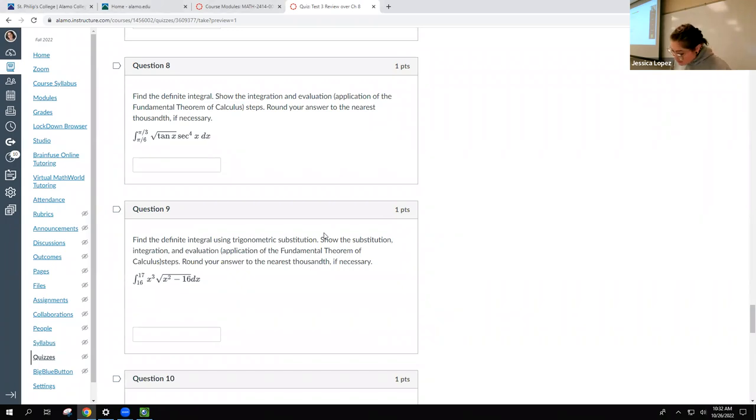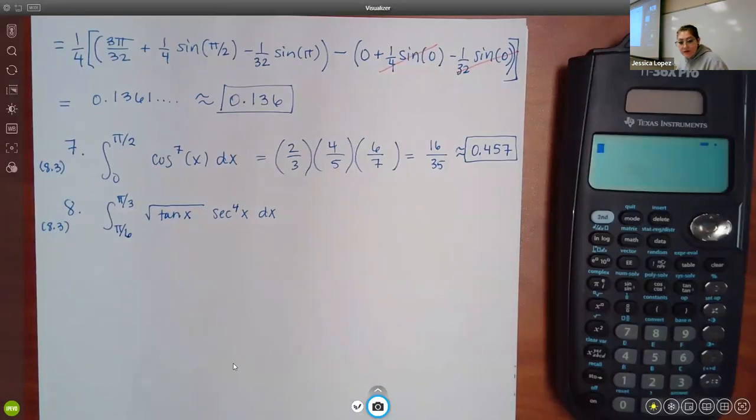Okay, this one's the same section. 5 or 6, yes. 5 over 3, still 8.3. And we have the square root of tangent, and then we have secant to the 4th power. So this one I'm gonna talk out for sure.